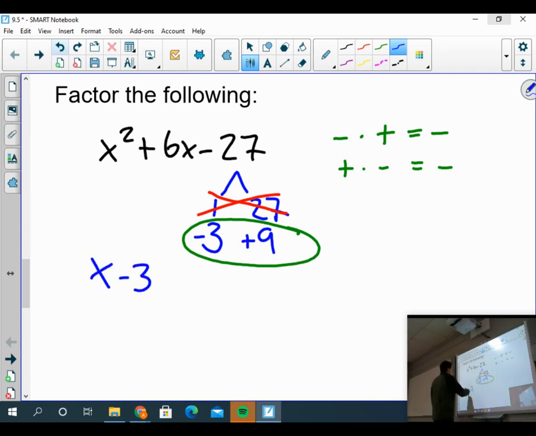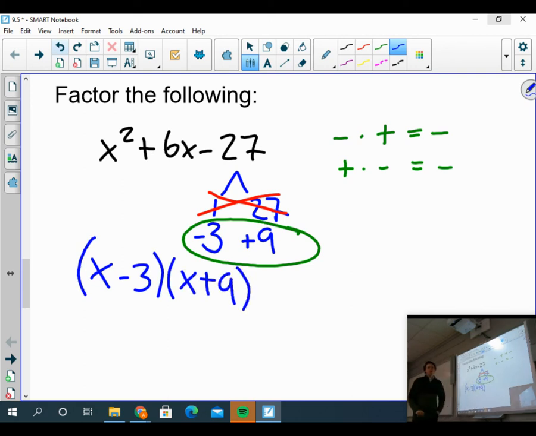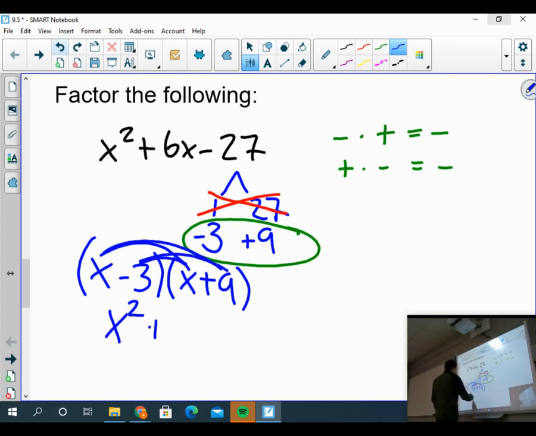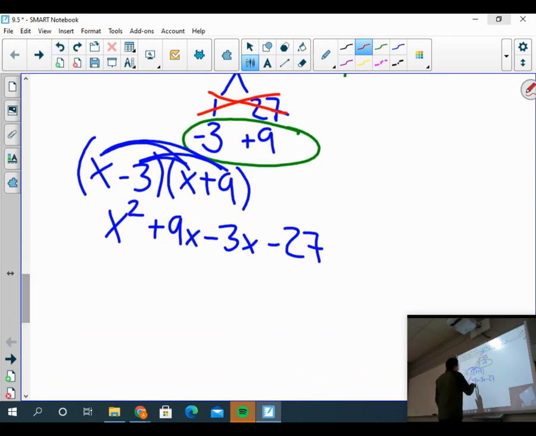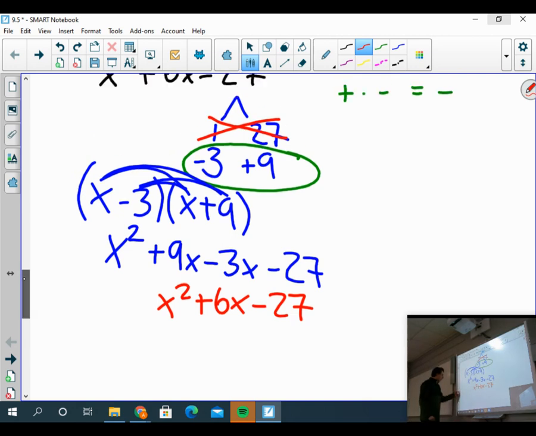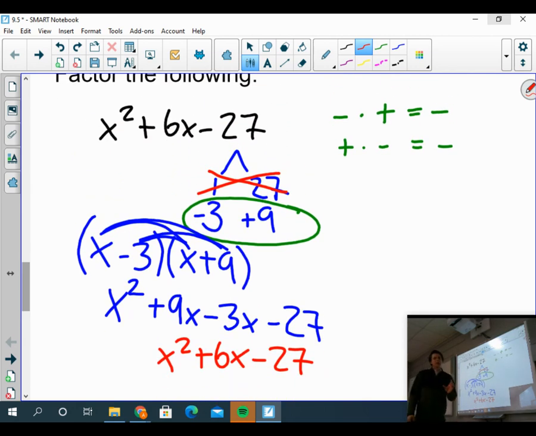So I'll write out my factors as x minus 3 and x plus 9. But again, check your work here, folks. I can't stress that enough. Multiply this out and check your work. When you do that, you get x squared plus 9x minus 3x minus 27. Again, we can see by the choice we made that positive 9 and minus 3 is going to give us that positive 6x we're looking for. So again, the process isn't that different with the negative. We just have to think a little more.